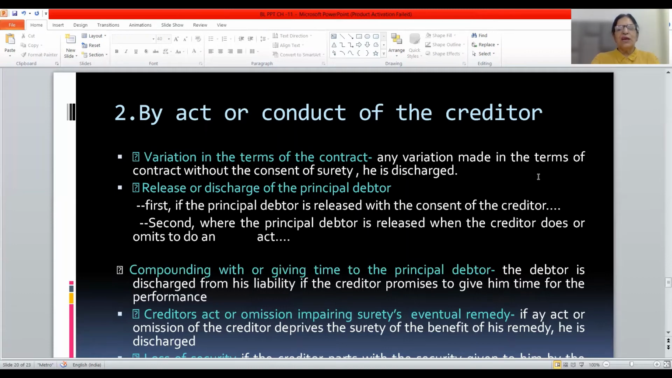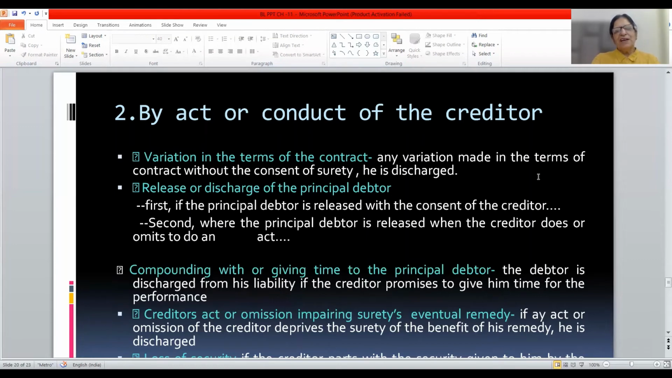Or debtor says, okay, I can only pay out of 10,000, 8,000 rupees. And the creditor accepts. Then in that case, then also friends, any compromise, any extension of time which takes place between the principal debtor and the creditor without the knowledge of the surety will discharge the surety from his liability. Moving ahead, friends, creditor's act or omission impairing surety's eventual remedy. If any act or omission of the creditor deprives the surety of the benefit of his remedy, then surety will be discharged from his liability.